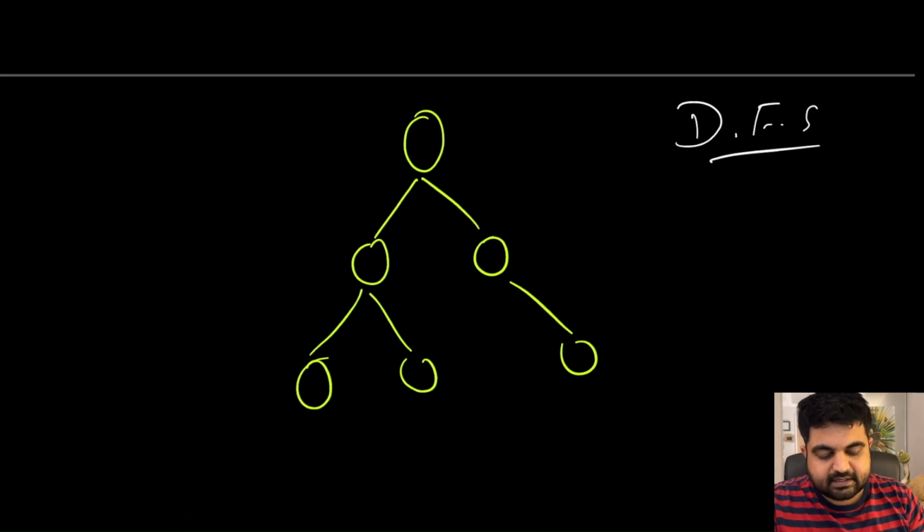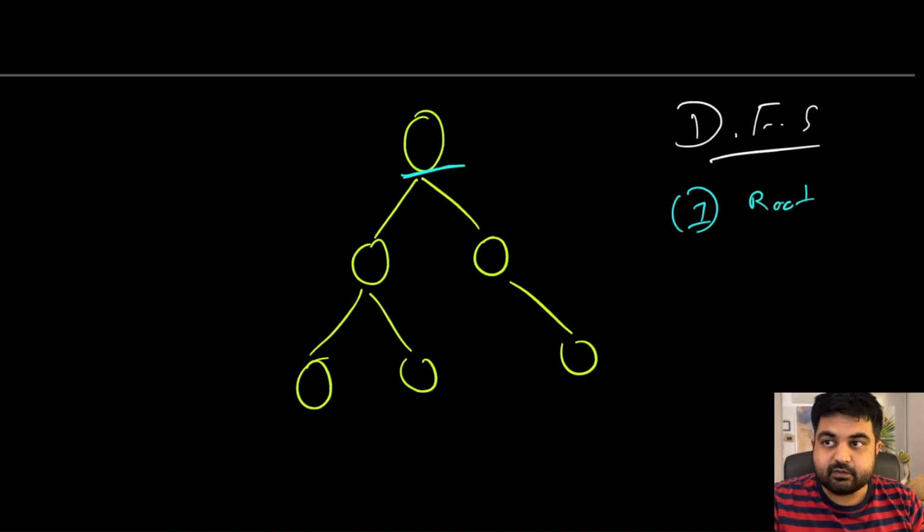Now, what are the considerations? Number one thing is, first we are going to check the root, or whatever node we are at at any given position, because first we are checking the root, then we are checking its entire left subtree, and then the entire right subtree.